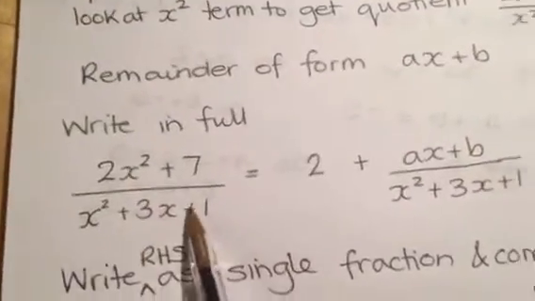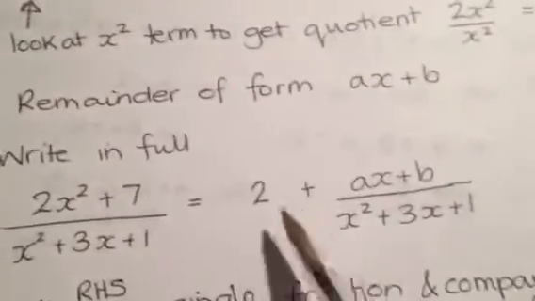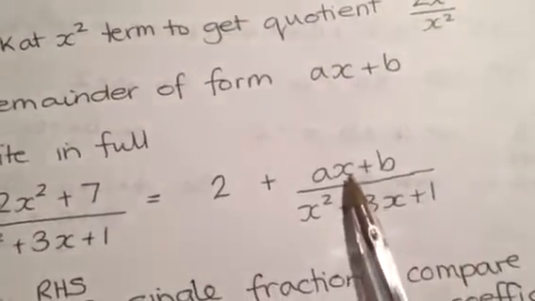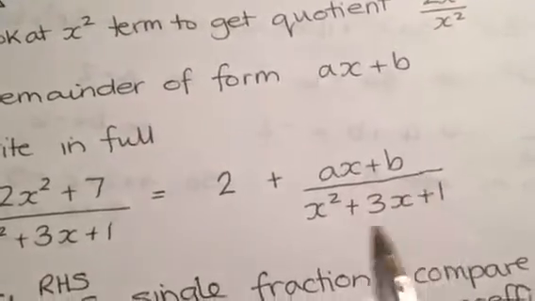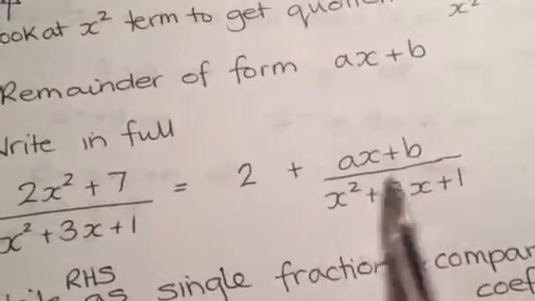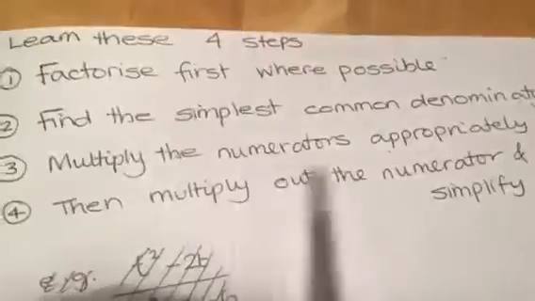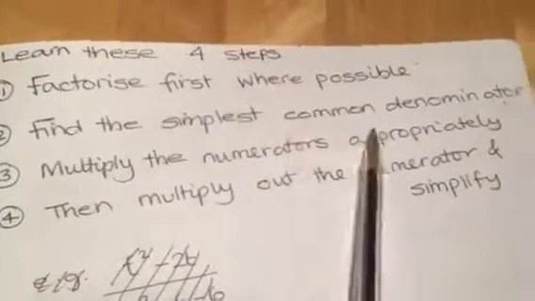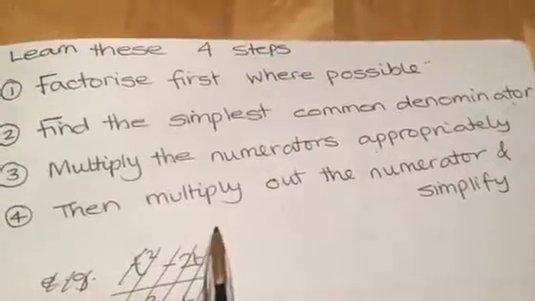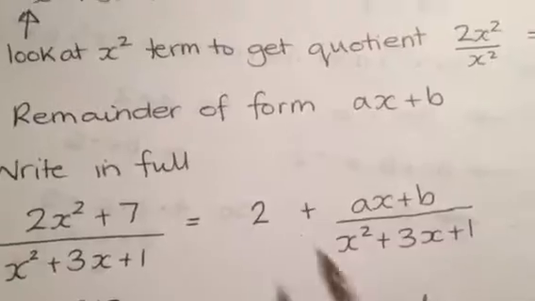2x squared plus 7 over x squared plus 3x plus 1, for example. I know the quotient is 2, and then the numerator can be the form ax plus b over the divisor. I then write this as a single fraction, so go back to the 4 steps for single fractions. Factorise, find the simplest common denominator, multiply out the numerators appropriately, multiply out the numerator and simplify. So I write this as a single fraction and then compare the coefficients.